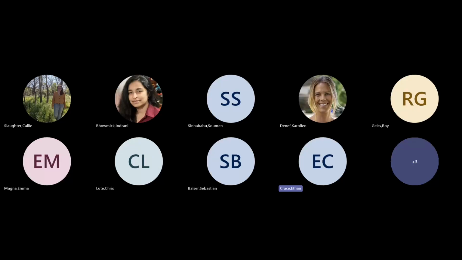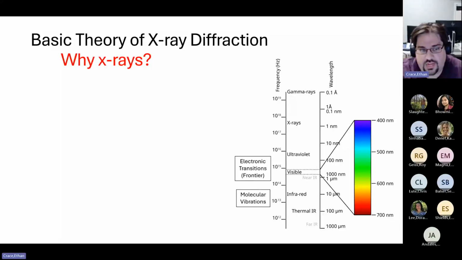energy. For electronic transitions, especially at the frontier orbitals or at the valence bands of your material, you need to be using visible light or ultraviolet light. For X-rays, we can also probe the sort of electronic transitions, but that's not really what we can do here.